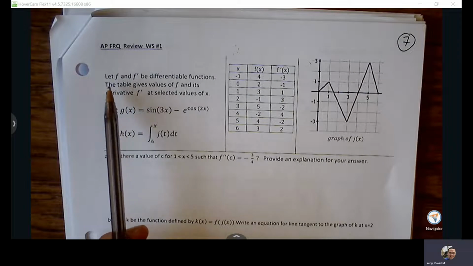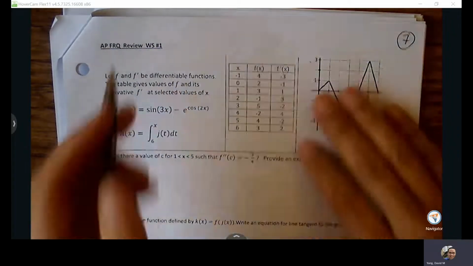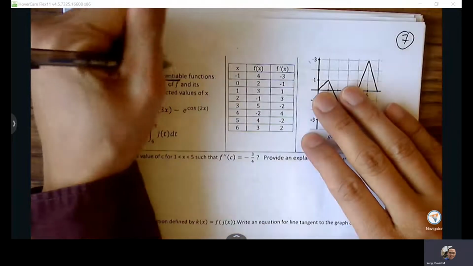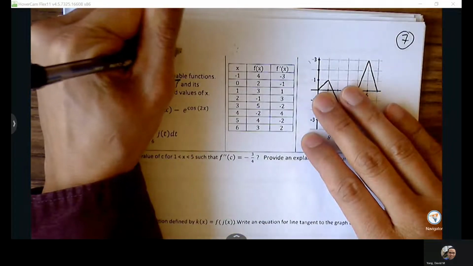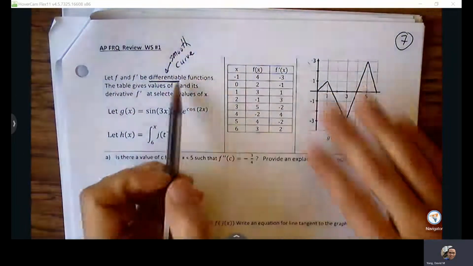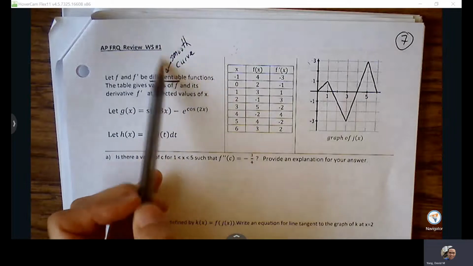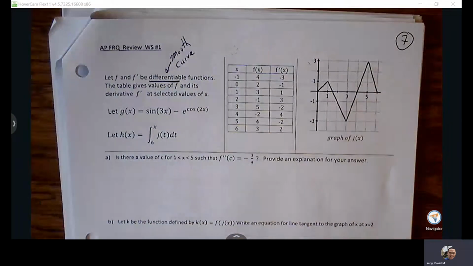Let me read the problem here. It says let f and f prime be differentiable functions. So again, differentiable just means a smooth curve. Okay, no sharp turns, no asymptotes. Nothing out of the ordinary. It's no surprises. The graph is just going to be a smooth curve all the way through.